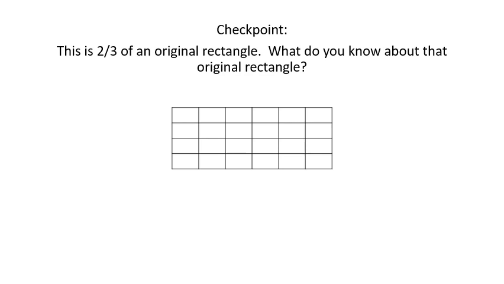So here's a checkpoint problem I want you to think about, and like always, we can talk about it in class, or we can talk about it in office hours or whatever. This is 2/3 of an original rectangle, and so what do we know about that original rectangle? I want you to really think about what the 2/3 means, and in this piece, how do we represent the two? What do we know about the three? And what does it tell us about this rectangle versus the original rectangle? So I'll leave this problem for you to look at and to think about. So yeah, thanks.